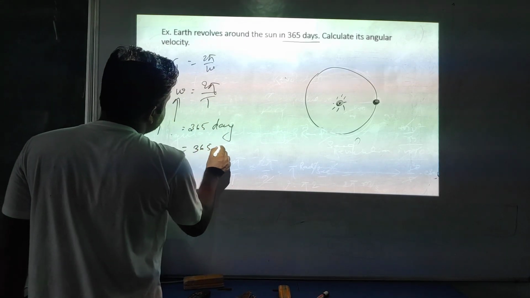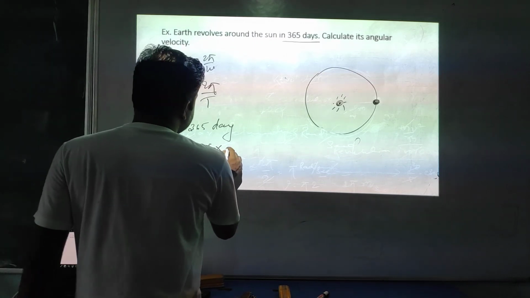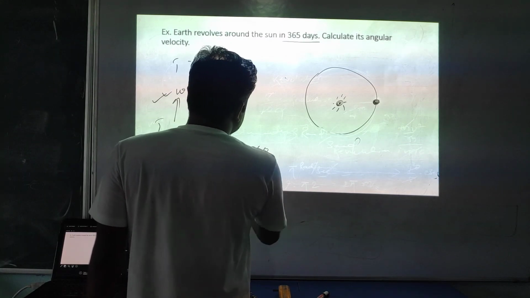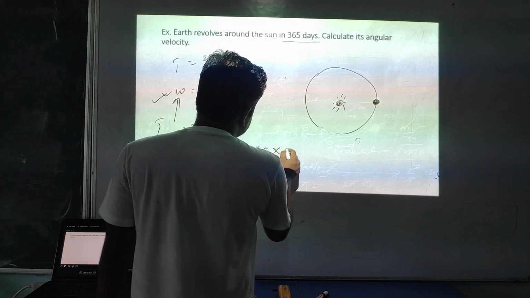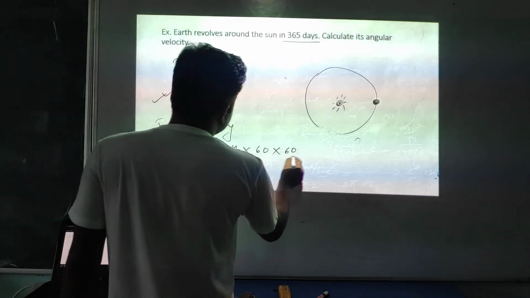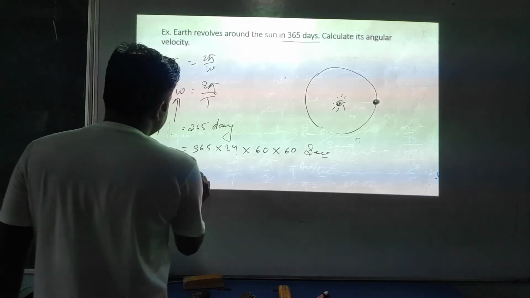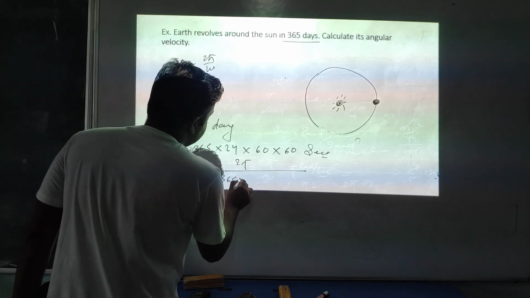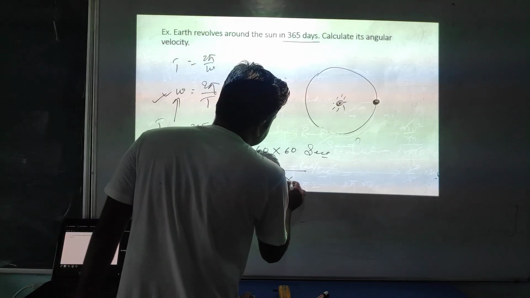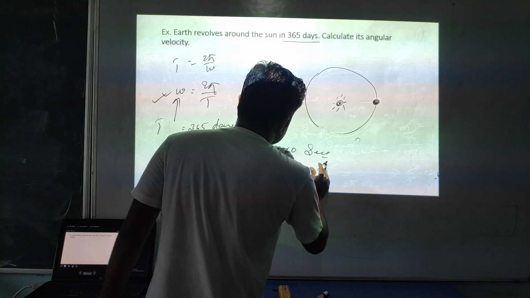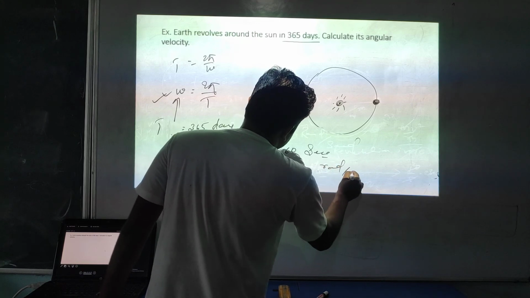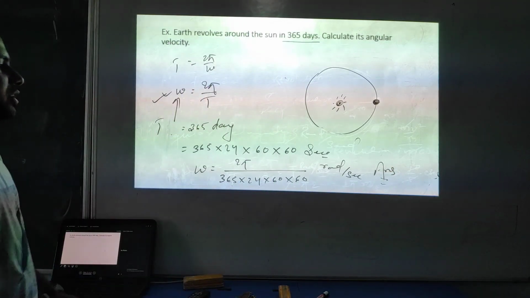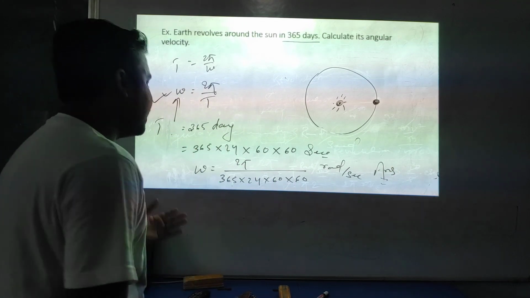So 365 into how many hours in a day? 24. In 1 hour how many minutes? 60. In 1 minute how many seconds? 60. So this is this many seconds. So you will get omega equals 2 pi divided by 365 into 24 into 60 into 60. This is the answer, student, in radian per second. I suppose you are all experts in maths. You can easily calculate this. You will put in the values and get the answer.